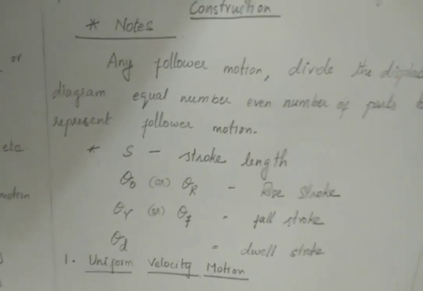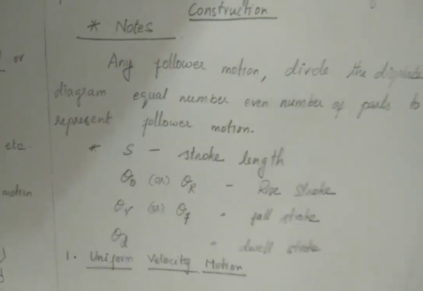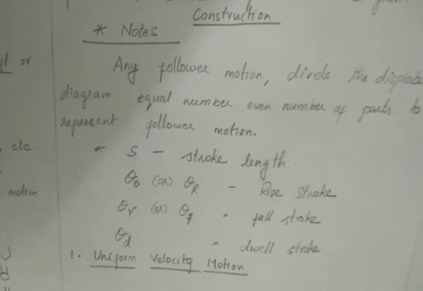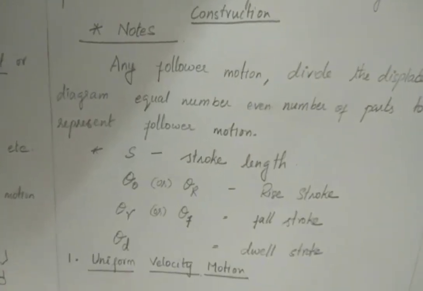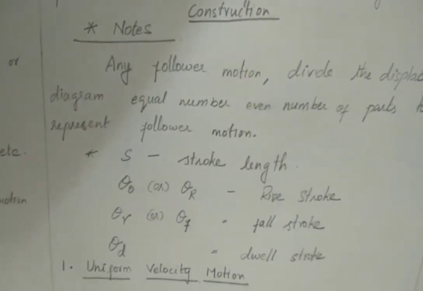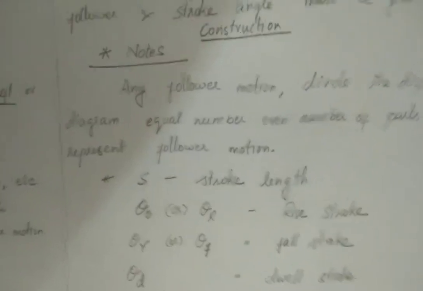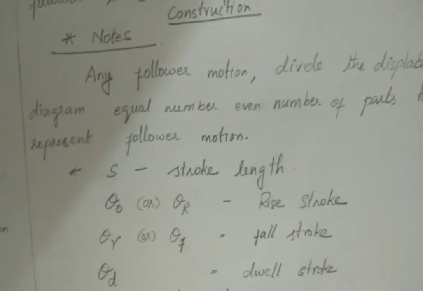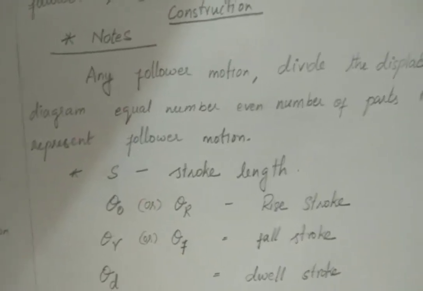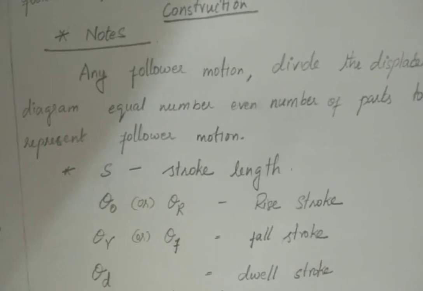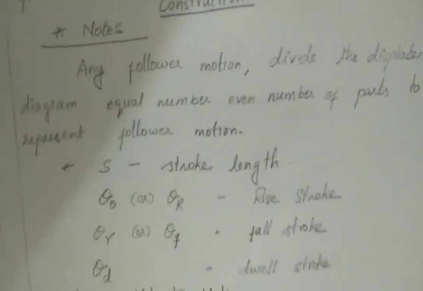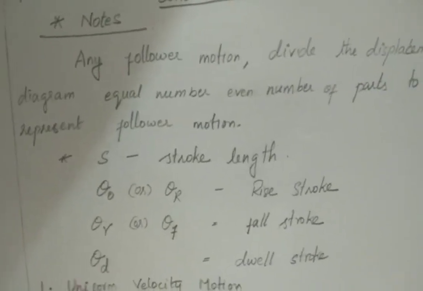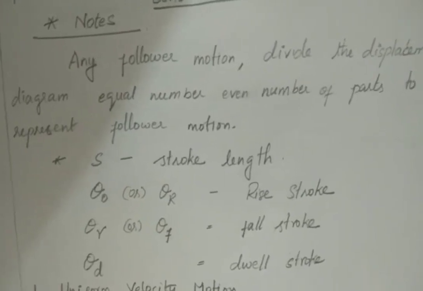Whenever you are drawing the follower motion displacement diagram, you should divide it into an even number of parts. Horizontally you represent the motion of the follower, that means the rise, fall and dwell strokes, and in the vertical direction you take the lift of the follower. In the horizontal direction, the movement of the cam, that means the rotation of the cam in thetas, that means in degrees, you have to take.